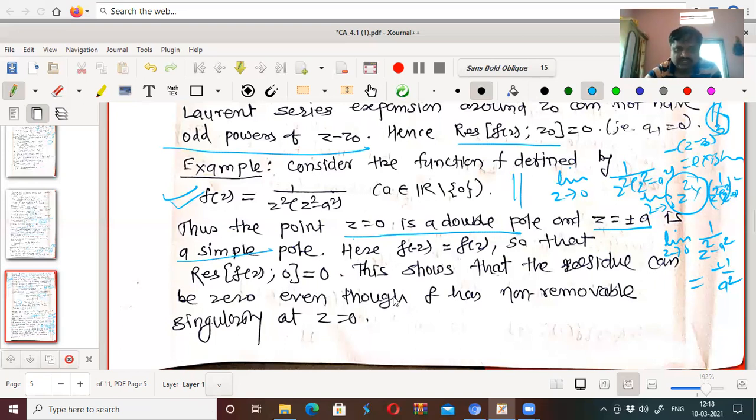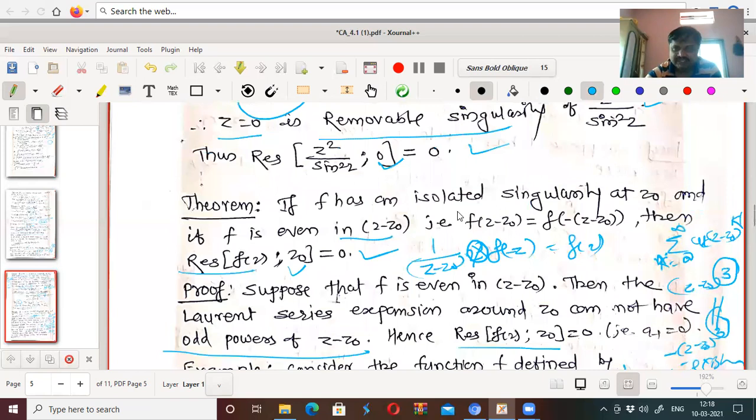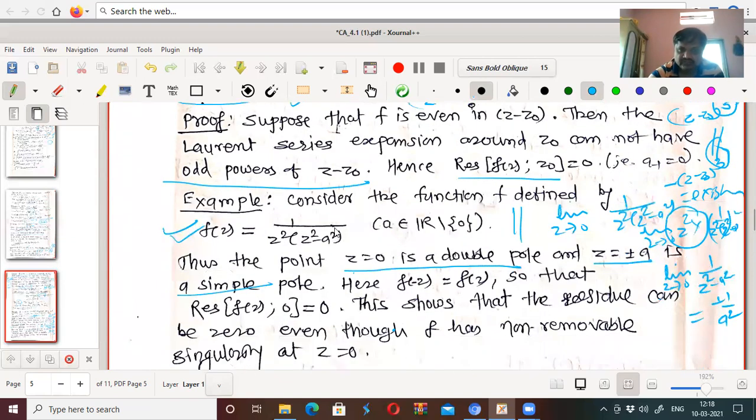What does the above result say? It says that if f has an isolated singularity at z0 and f is even in z minus z0, then the residue of that function at z0 is 0. Is this an even function? Here z equal to 0 is a singularity, and z equal to a is also a singularity. Is it an even function in z?